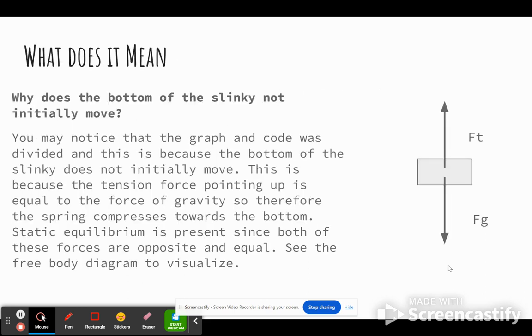And then finally, what does it mean? Why does the bottom of the slinky not initially move? You may notice in the graph that the code was divided, and this is because the bottom of the slinky does not initially move. This is because the tension force pointing up is equal to the force of gravity, and therefore the spring compresses towards the bottom.